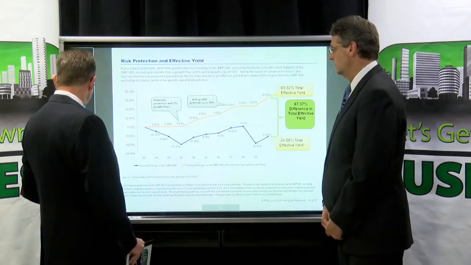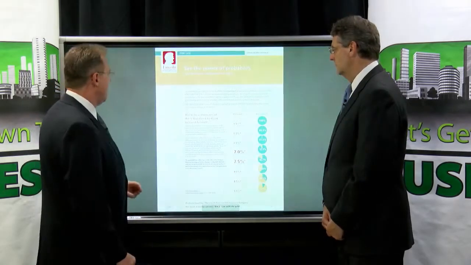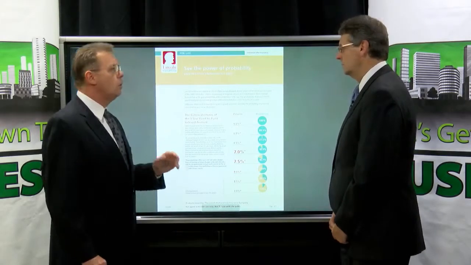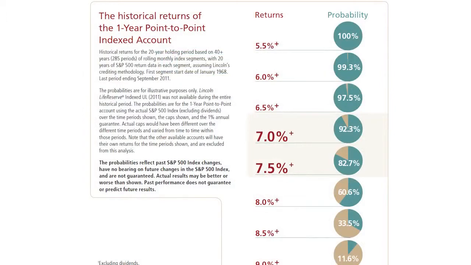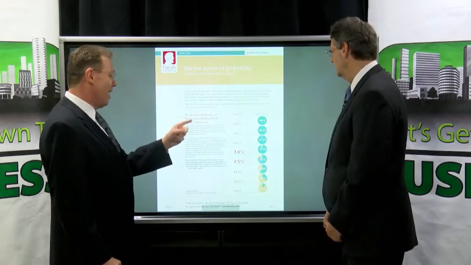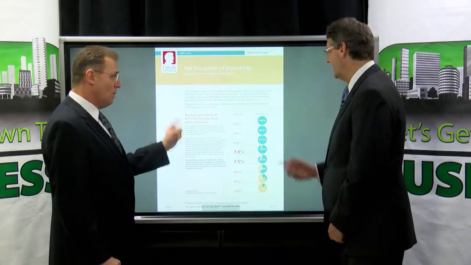Mike, let's go back down and look at this. This is a really great piece put out by Lincoln. They did a huge study. I want you to walk us through what this really means because this is so powerful. The historical returns of a 1-year point-to-point index account. I'm looking at that number, 100% probability at 5.5%. Yeah, isn't that a great number?